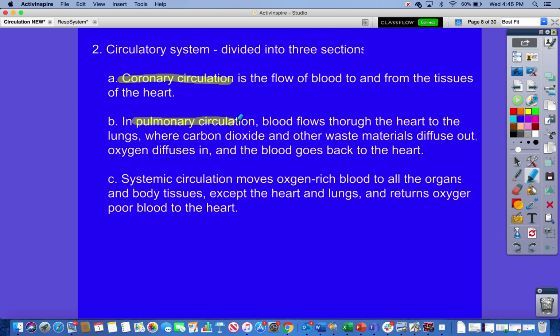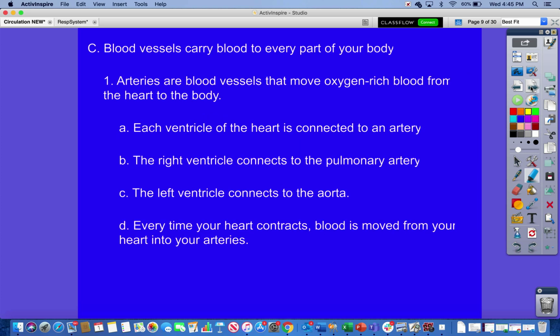You maybe have heard of that word pulmonary before. Pulmonary circulation is when the blood is being pumped from the heart to the lungs. The word pulmonary is associated with the lungs. And systemic circulation is everything else. So not to the heart, not to the lungs, but everywhere else in the body. That's called systemic circulation. So be aware of these 3 types of circulation.